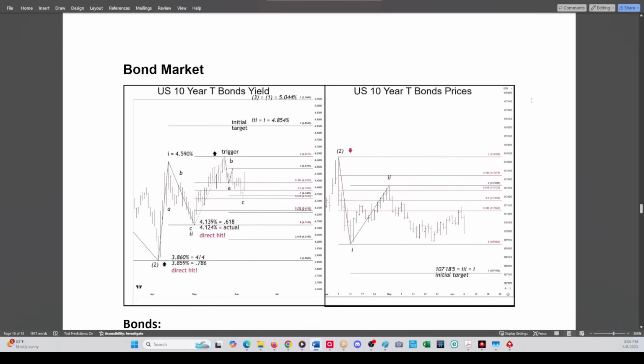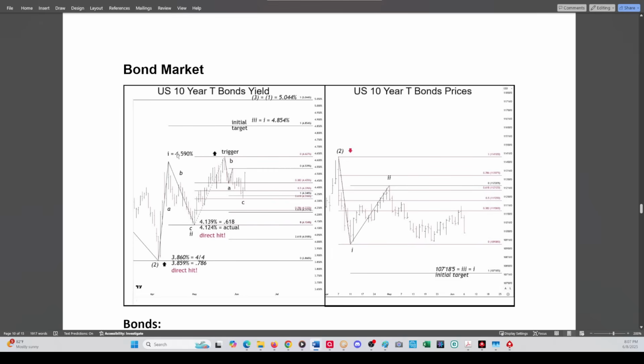Here we go with the bond market. There's the yields that we've been showing forever, and we have the bond prices. Prices are the opposite of the interest rates or yield. Okay, when the yield goes down, prices go up. When the yield goes up, prices go down. Okay, obviously we think the yields are going up. You can see our targets here. Initial target is 4.854%. Another one at a higher degree of trend, intermediate for 3, is 5.044.